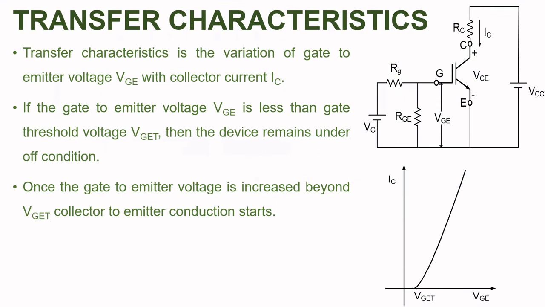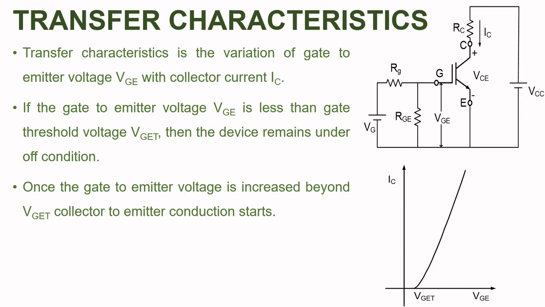Transfer characteristics. Transfer characteristics is given by the variation of gate to emitter voltage, that is VGE, with the collector current IC. If the value of gate to emitter voltage VGE is less than the gate threshold voltage VGET, then the device remains in the off condition. When the gate to emitter voltage is increased beyond the gate threshold voltage, the collector to emitter conduction starts.